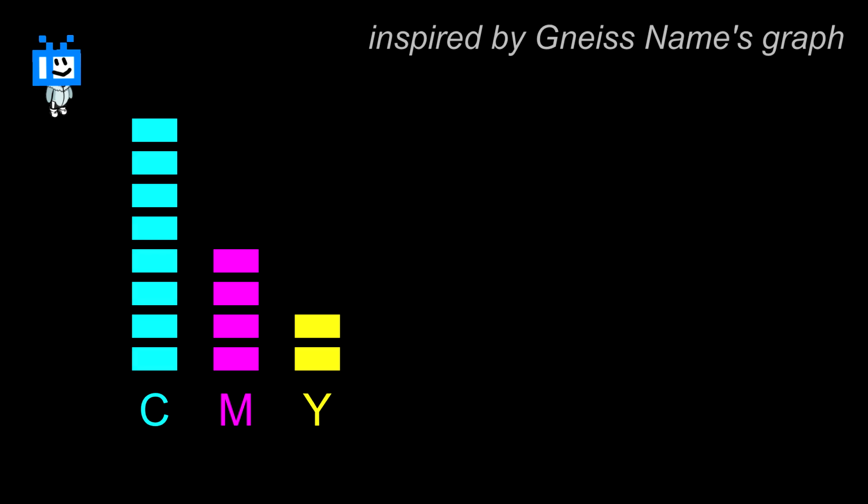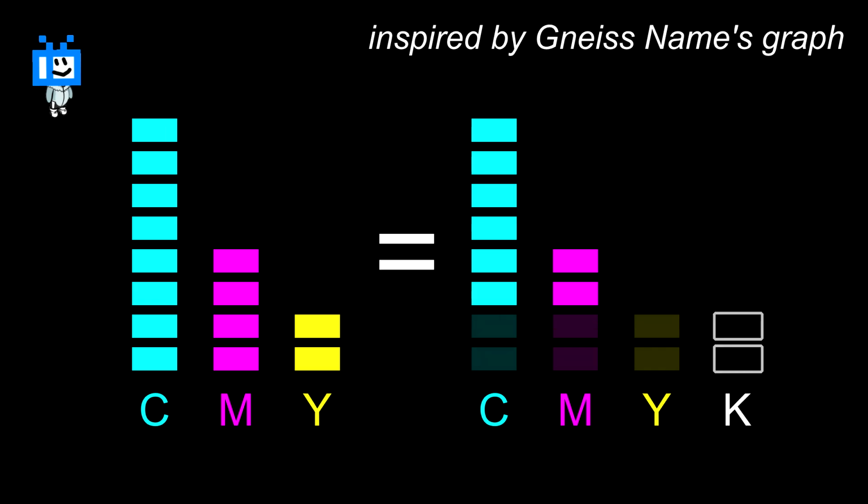So for example, if you wanted to print this blue color, here's the ink that you would need. You see the part where it needs all 3 colors? Well, whenever you need to use 1 unit of each color, you can just print 1 unit of black instead.